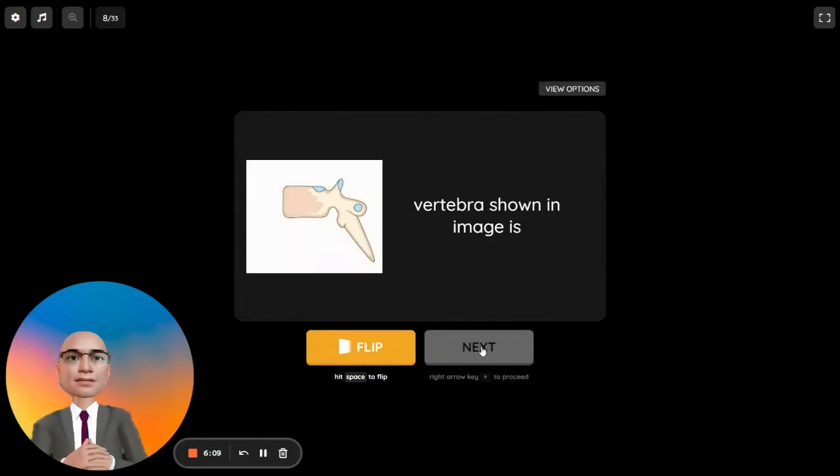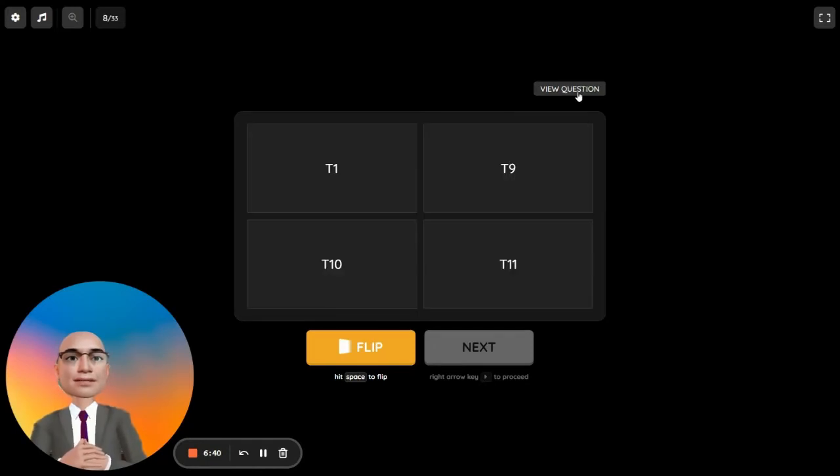The vertebra shown in the image has an upper demifacet only, the lower demifacet is absent. So obviously there will be a circular facet in the vertebra which is lower to this vertebra. We know that 10th, 11th and 12th vertebra carry a rounded facet on their body. So this is T9 vertebra which is shown in the image. So options were T1, T9, T10 and T11.